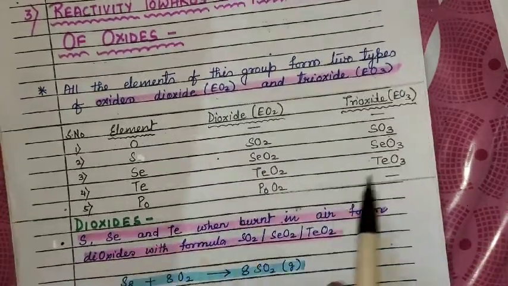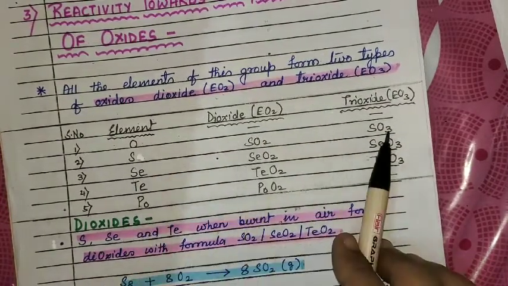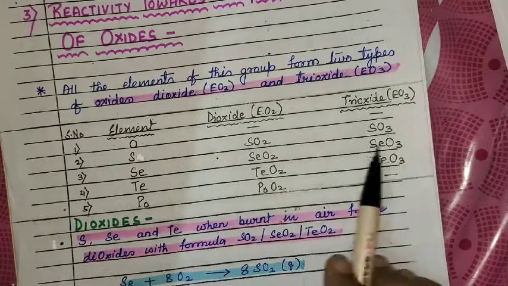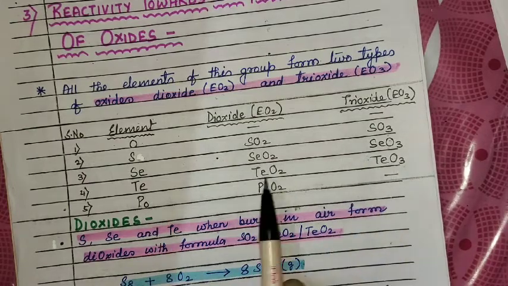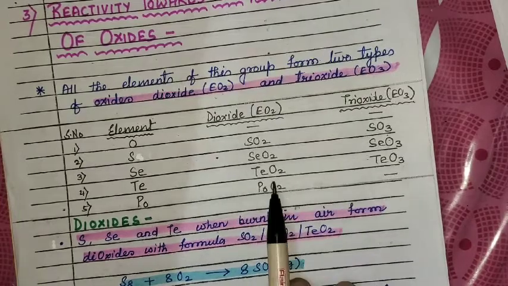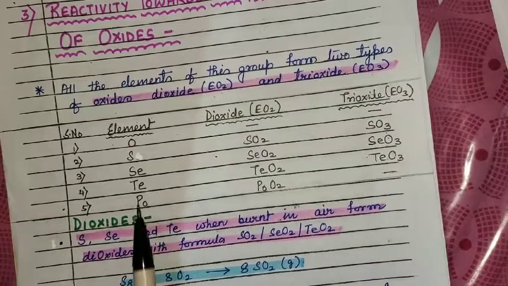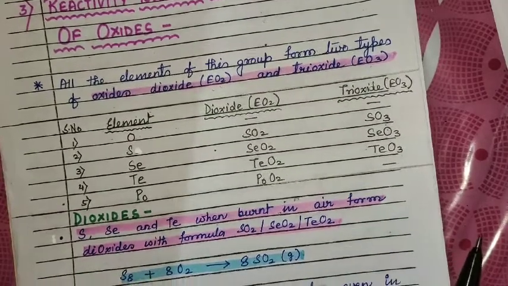Here is a table in which we can see that sulfur forms two types of oxide. Similarly, selenium also forms two types of oxide. Tellurium forms TeO2 and TeO3, but polonium forms only a dioxide and no trioxide, because the +6 oxidation state is very unstable for polonium due to inert pair effect.